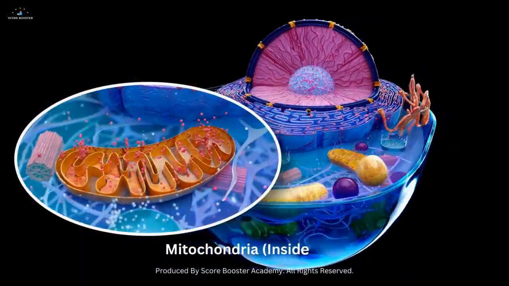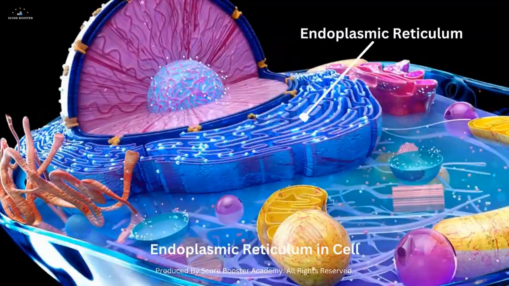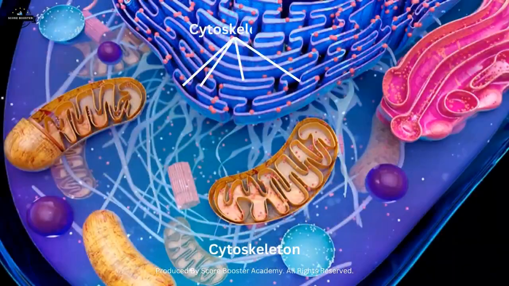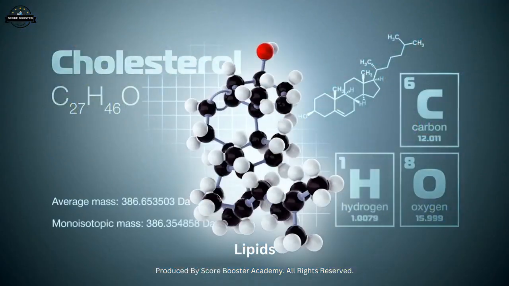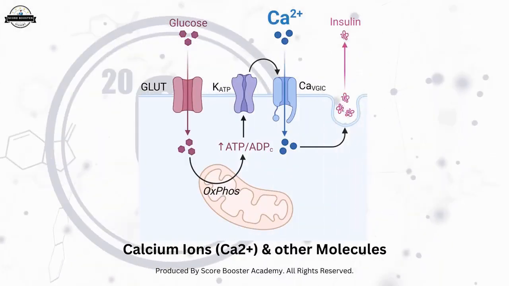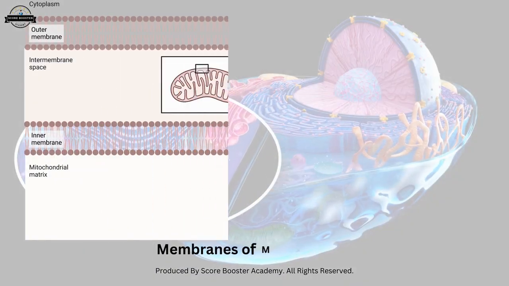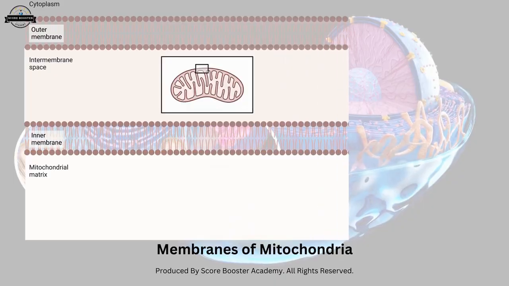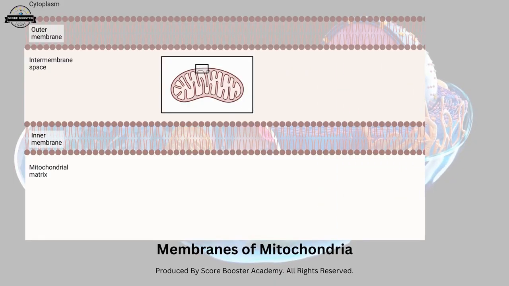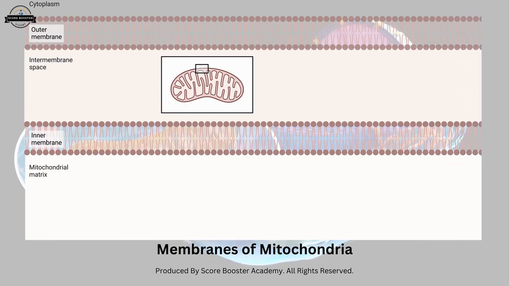Mitochondria can associate and interact with other cellular structures, such as the endoplasmic reticulum and cytoskeleton. These associations facilitate the exchange of lipids, calcium ions, and other molecules between mitochondria and other cellular compartments. The membranes of mitochondria are predominantly composed of phospholipids, similar to other cellular membranes. However, the lipid composition of mitochondrial membranes is unique and plays a role in their function.